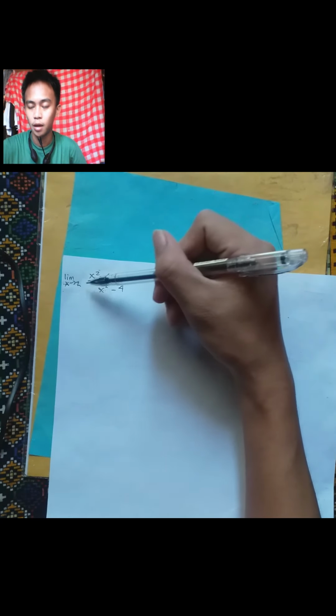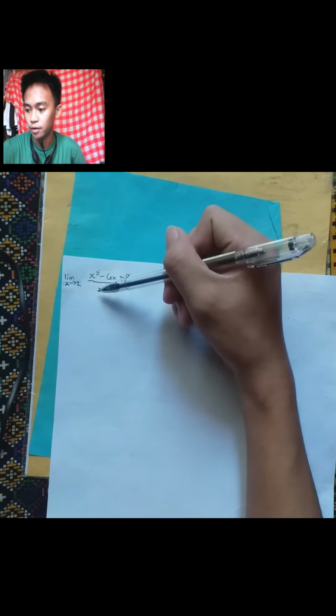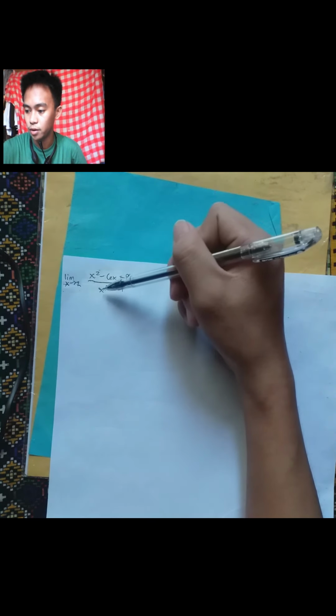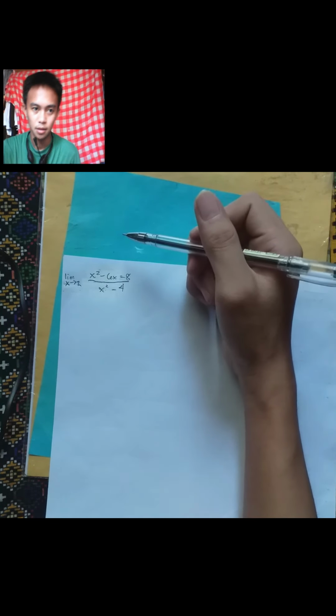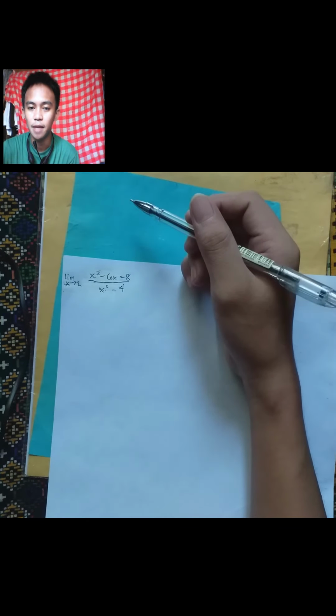Next we're gonna start with the limits. So here is our problem. X squared minus 6x minus 8 over x squared minus 4, which is the limit as x approaches 2. As we can see, if we substitute the limit 2 into our x, we square the 2, this is equal to 4 minus 4, which is equal to 0.